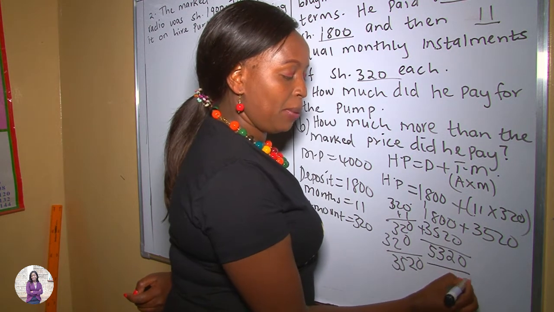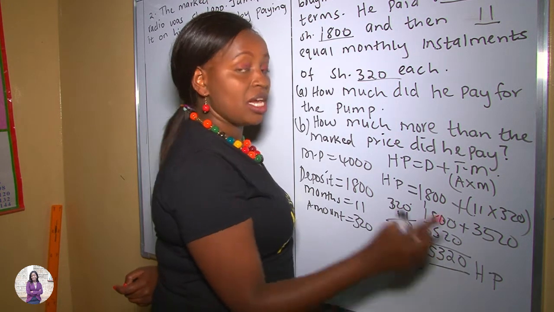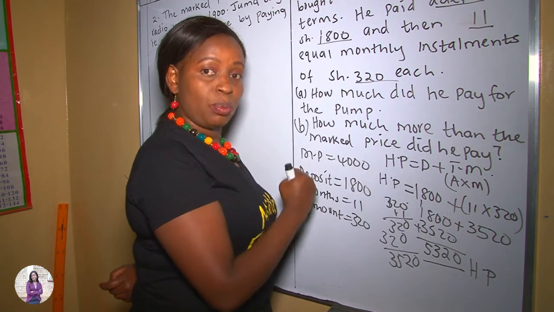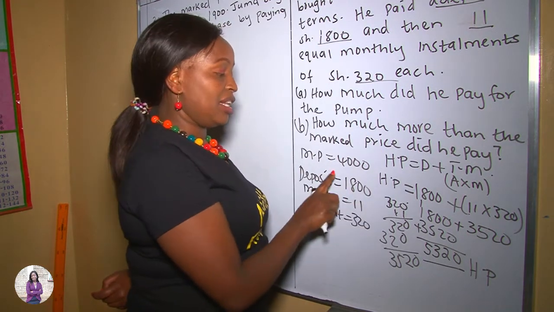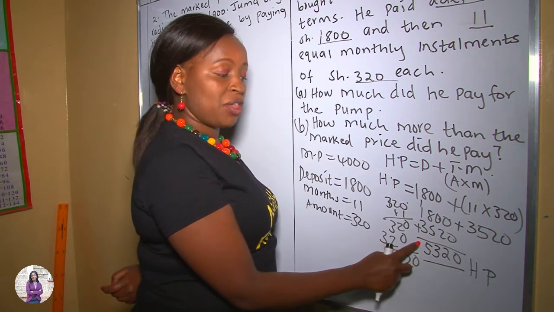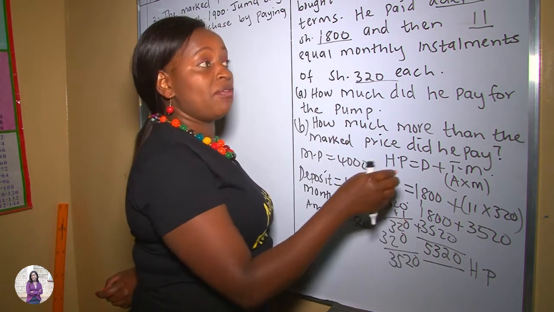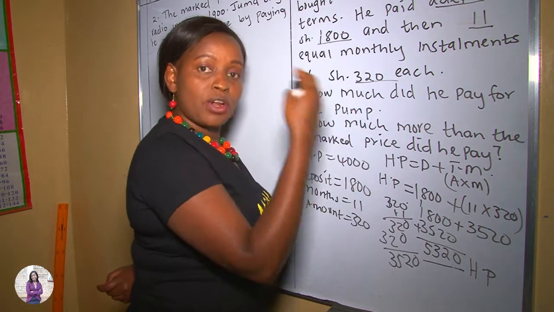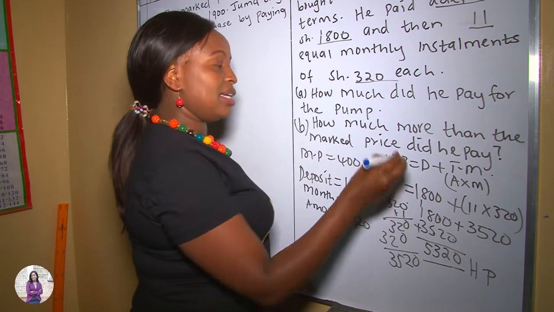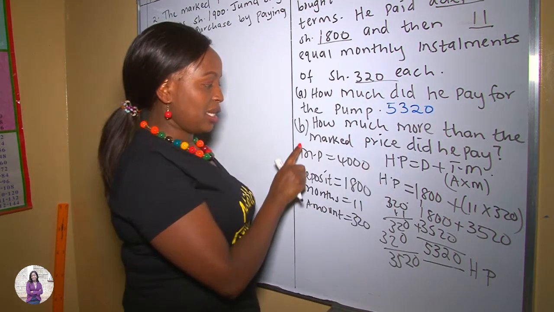Therefore, he ended up paying on hire purchase 5,320. Remember, we said that with hire purchase, you end up paying more than the cash price or the marked price. Initially, the marked price was 4,000. But when he bought it on hire purchase, he paid 5,320. But also remember, he was given a lot of time. That is, he was given 11 months to complete his payment. That's why he ended up paying more. Our answer is 5,320. Now let's answer question B.